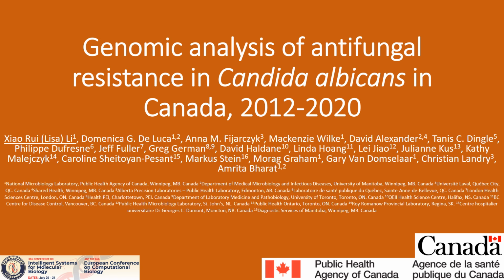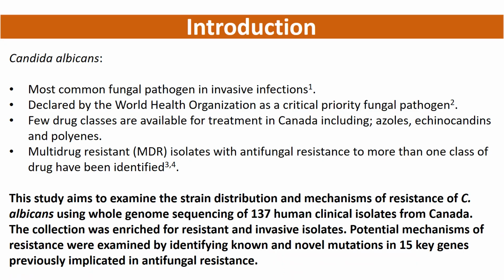I'll be talking about my poster on the genomic analysis of antifungal resistance in Candida albicans in Canada from 2012 to 2020. Candida albicans is the most common fungal pathogen in invasive infections. It has been declared by the World Health Organization as a critical priority fungal pathogen. Few drug classes are available for treatment in Canada and include azoles, echinocandins, and polyenes. The problem is multi-drug resistant isolates with antifungal resistance to more than one class of drug have already been identified.